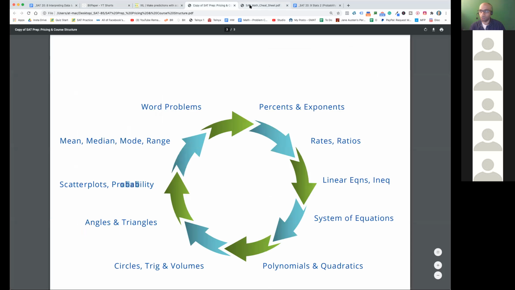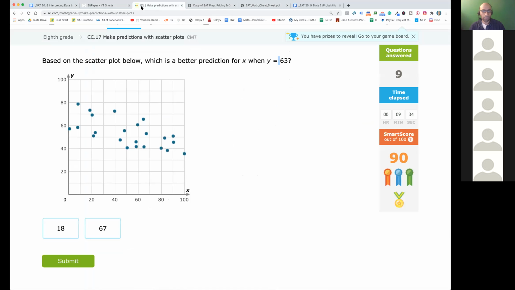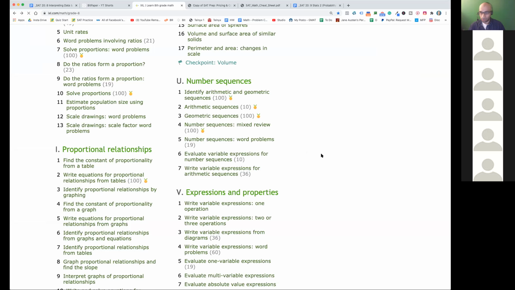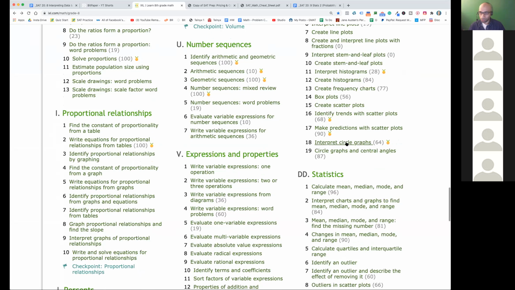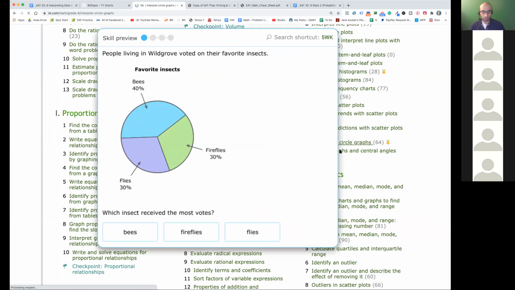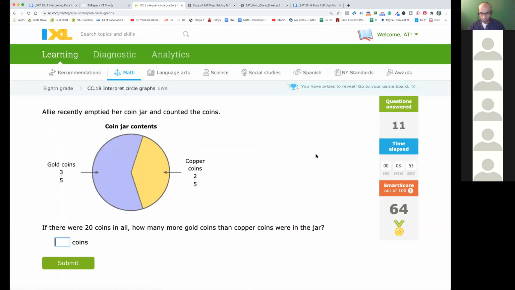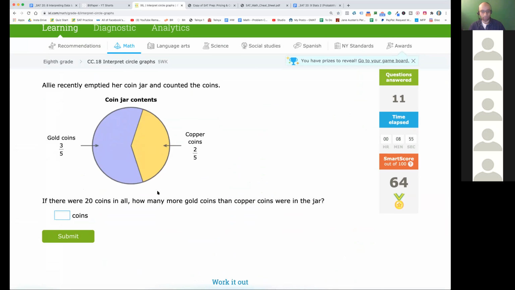Now, actually, let's go and look at the last piece. Circle graphs. Okay, these are fractions. So how many more gold coins than copper coins? Gold coins is here, copper coins is here, and the total is 20. So remember, these are fractions, and the total of this is 20.